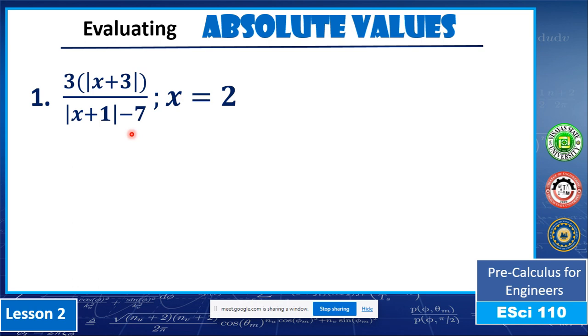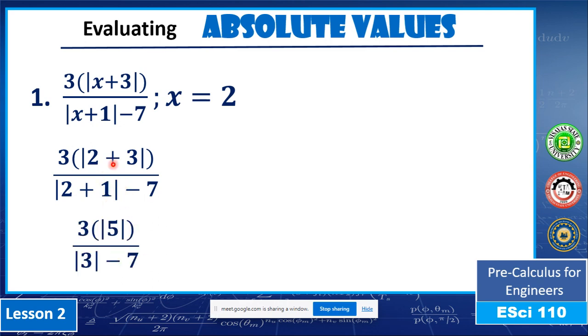Okay, class, some of you look a little lost. Let's just finish this, since for the last lesson it's only a little bit left. For this, you just substitute the value of x. So 3 times the absolute value of 2 plus 3, all over 2 plus 1, minus 7. You need to simplify first the parentheses following the rule of PEMDAS. So 2 plus 3 is 5, and 2 plus 1 is 3. So the absolute value of 5, and the absolute value of 3 on the denominator, minus 7.